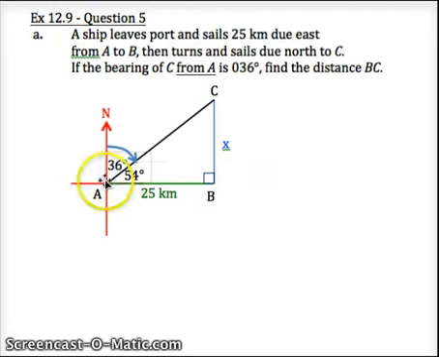So now we can work out X using this triangle here in which the angle inside is 54 degrees. And here we'll use tan because tan of 54 is opposite over adjacent. So tan of 54 is X over 25, and then you can work out what X is and hence work out what the distance BC is.